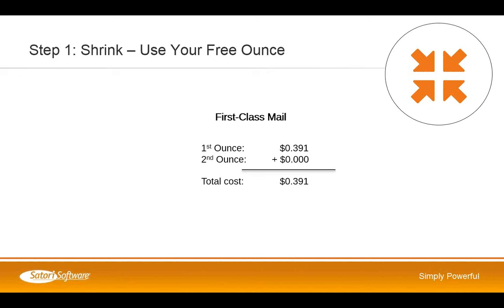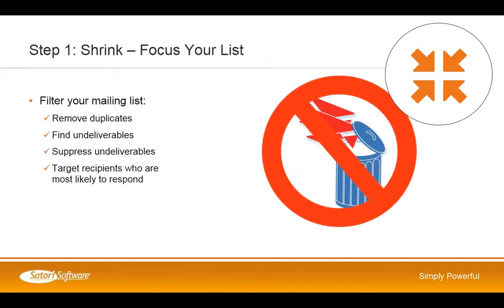Free ounce. Yep. So the next one is actually a really big topic, and basically what we want to do is focus your list. So this is all about the focus, drilling in on what really is the core message that you want to send out. So when you say list, what you're referring to is I have this concept of a mailing in my head, and then my list is the people that I want to get it to. Exactly. That's the audience for your message that you're sending out.